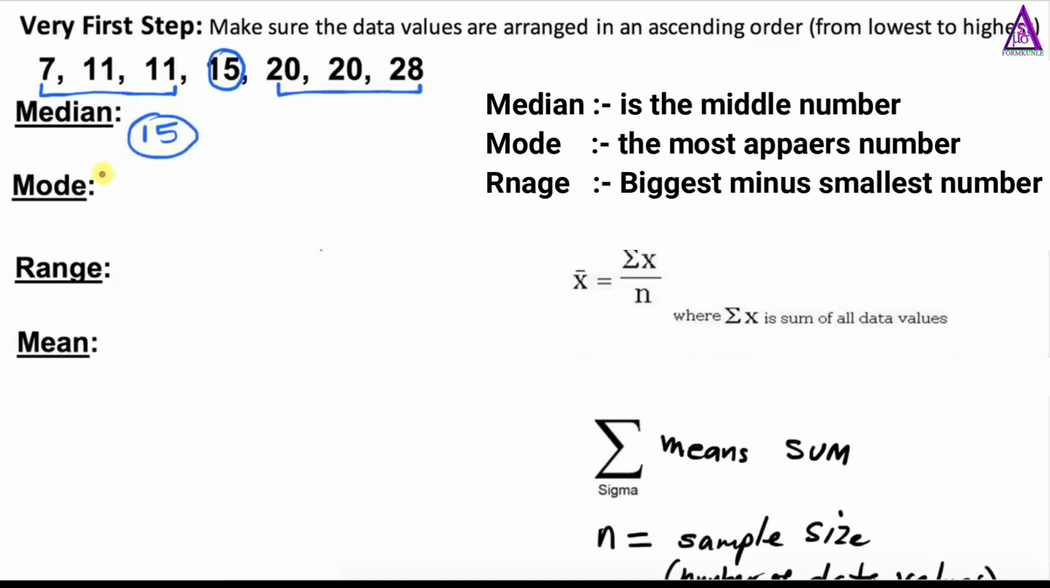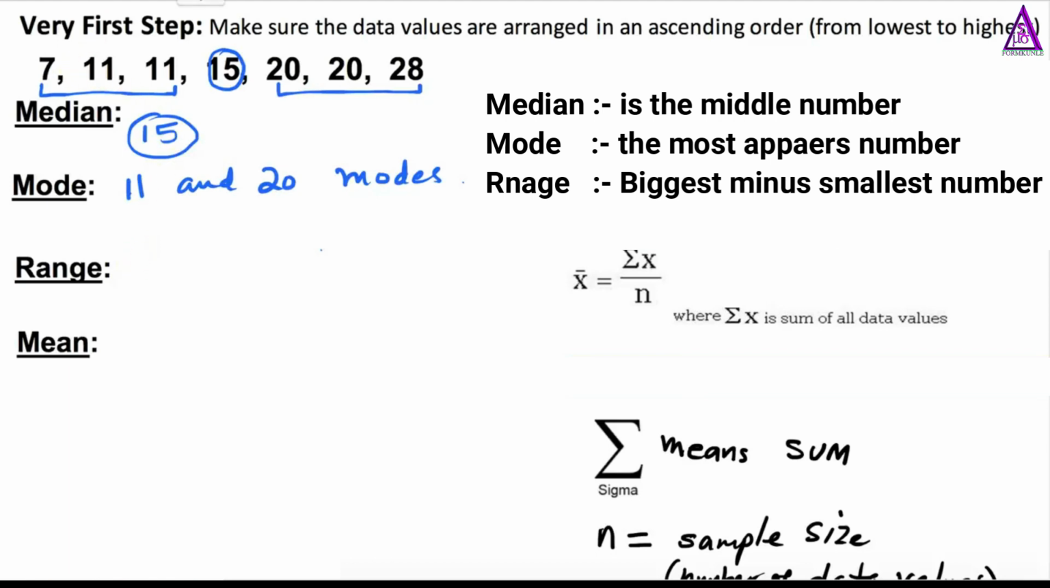Now mode. Mode is simply the number that appears most in the arranged numbers. In this data, we can see that 11 appears twice and 20 also appears twice. So therefore, the mode of this data is 11 and 20. Data with two modes is called bimodal.